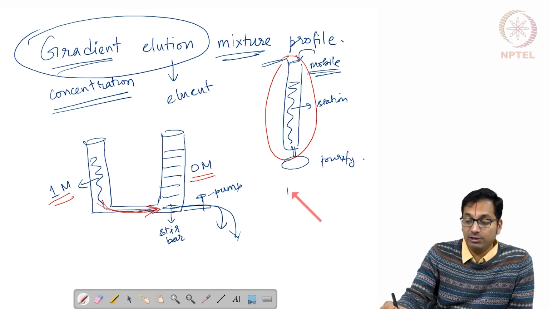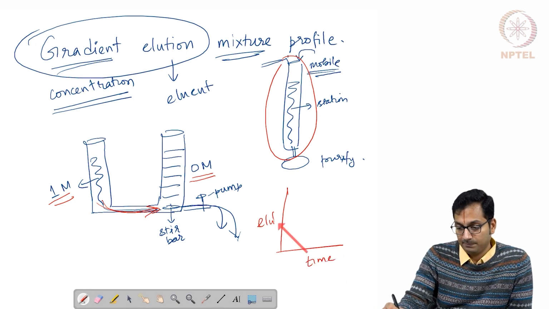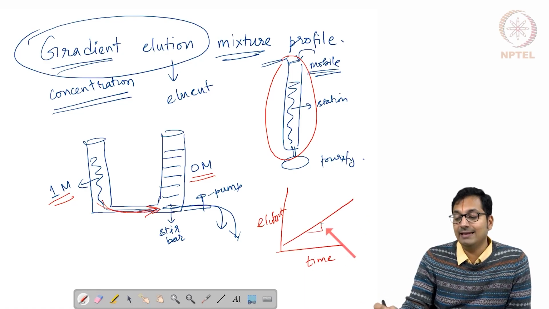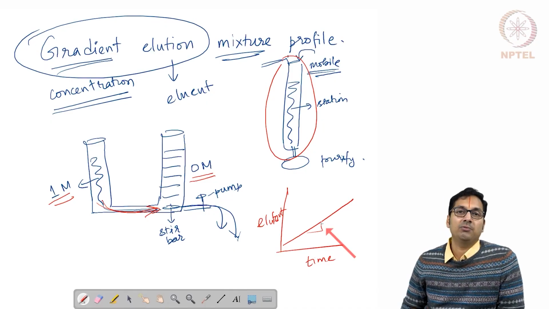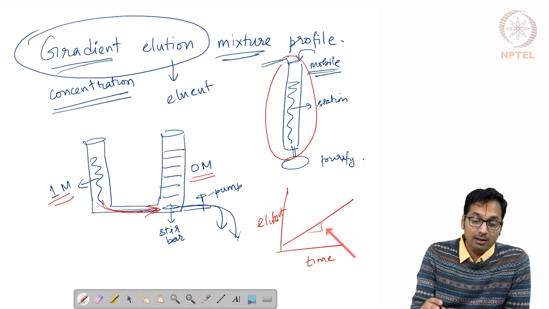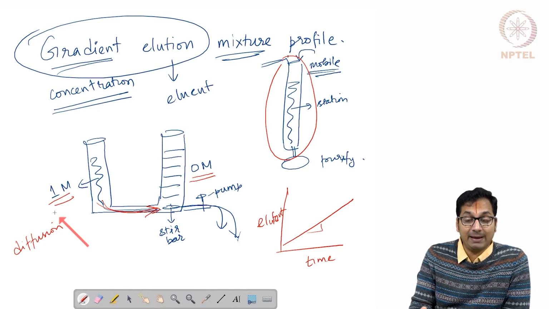chromatographic column slowly, such that as a function of time, the concentration of something linearly increases. Okay, so that is the whole purpose of this. So why don't we try to take an example? Of course, there are certain assumptions that go. We are assuming diffusion doesn't happen, meaning that diffusion is a passive process.